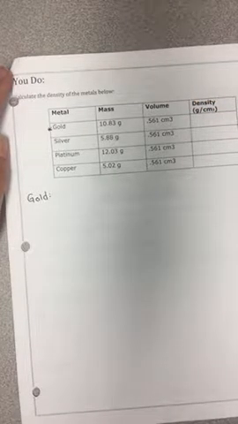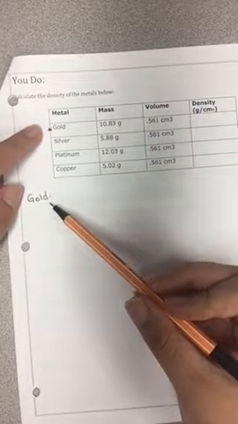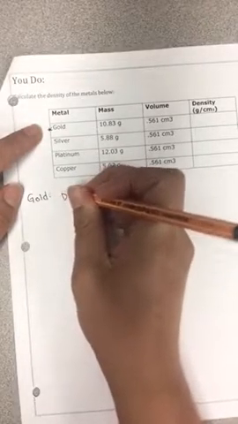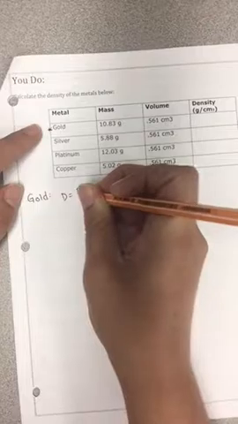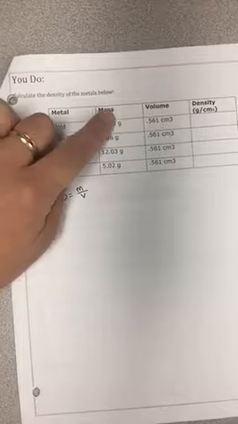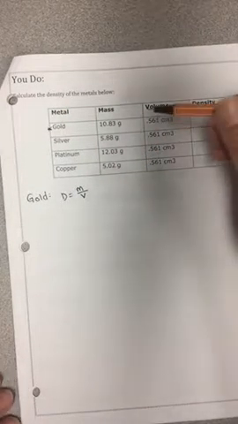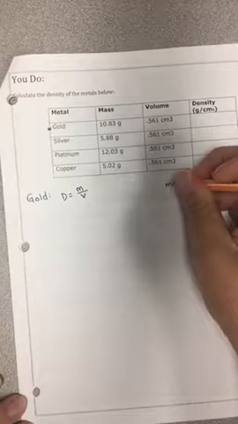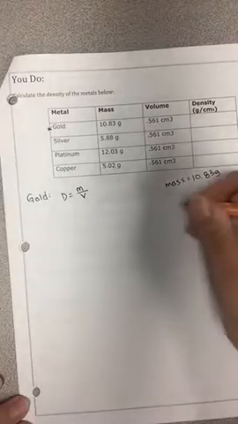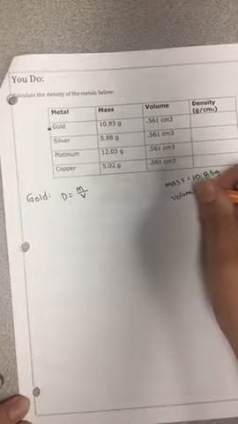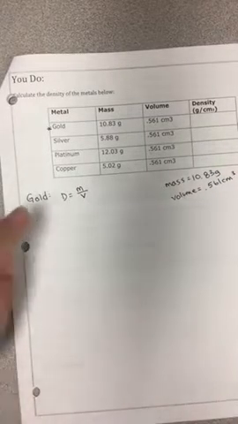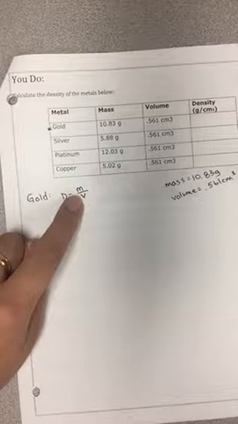So I'm going to start with the metal gold, and I've actually written gold here to keep myself organized. So if you remember, when we calculate density, we are looking for the mass divided by the volume. So the two things that we need to know are the mass and the volume. Here you can find both the mass and the volume of gold. So the mass of gold is 10.83 grams, and the volume is 0.561 centimeters cubed.